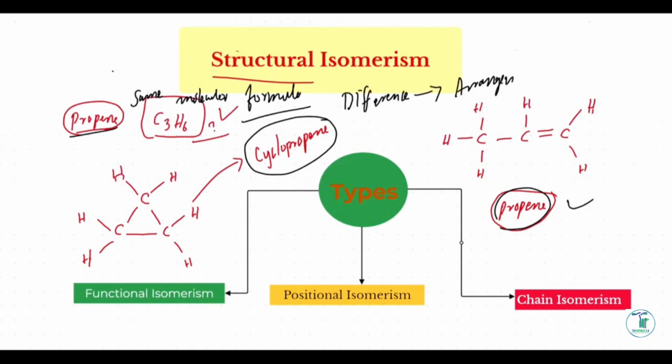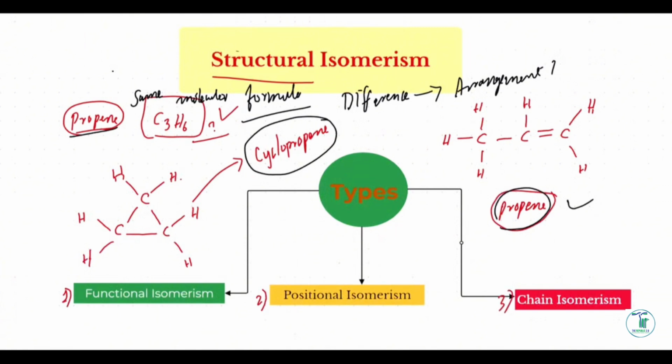This is structural isomerism. So you can say that structural isomerism is a type of isomerism in which there is a change in the arrangement of atoms, but the molecular formula of the given compound remains the same. There is only a change in structure or arrangement of atoms. Structural isomerism has three basic types: functional isomerism, positional isomerism, and chain isomerism.